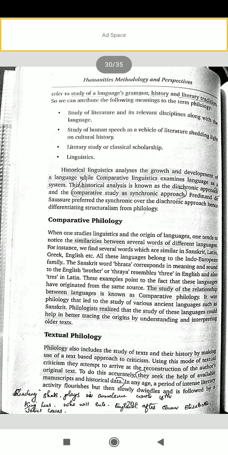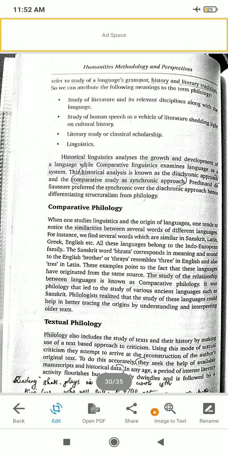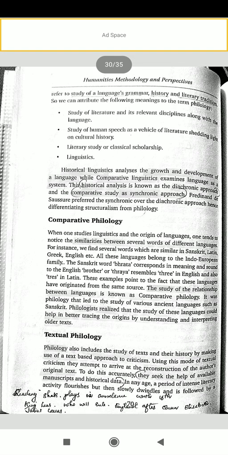Here, comparative philology is defined like this: the study of the relationship between languages is known as comparative philology. What is the relationship between these two languages? When we are studying the English language, sometimes we can see the traces of Indian languages too, even Sanskrit, because the Britishers settled their colonies across the world, isn't it?